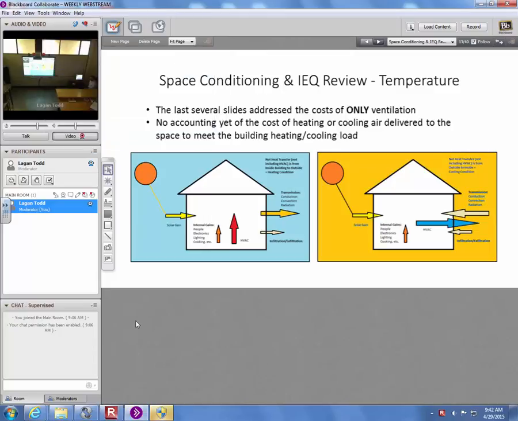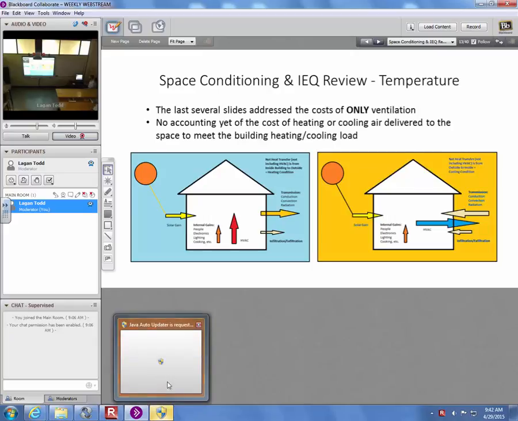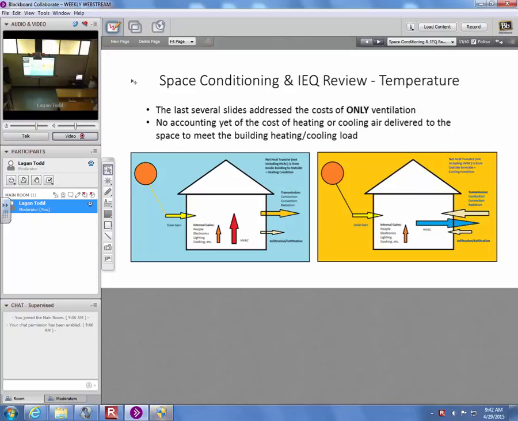Okay, so we'll start part 2 now. We just finished talking about ventilation loads, and now we're going to move into a review of the space conditioning loads. So again, this should look familiar. It should be a review from previous lectures. In the last slide, we were talking only about the cost of only ventilation. So now we want to talk about, okay, well, what about just maintaining the space temperature at a comfortable temp?